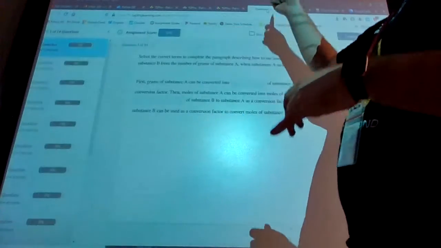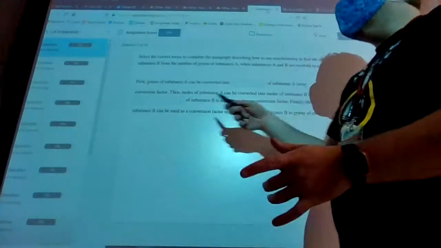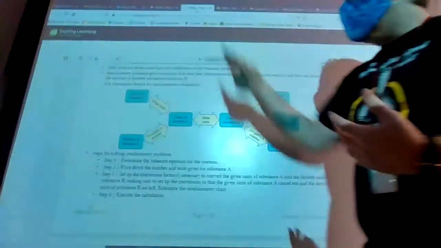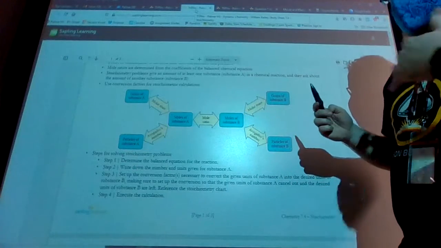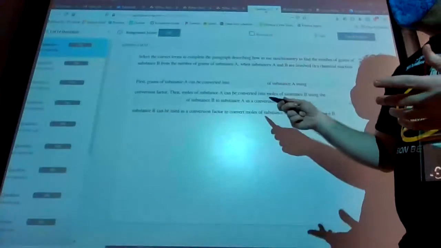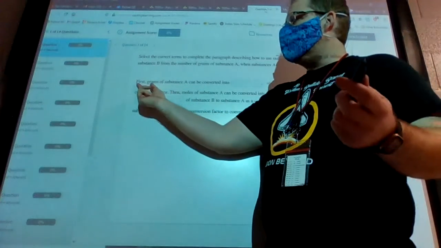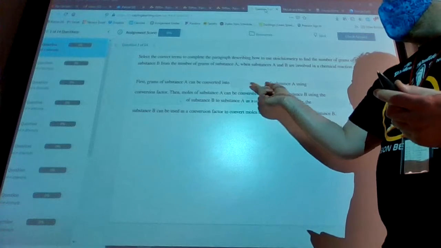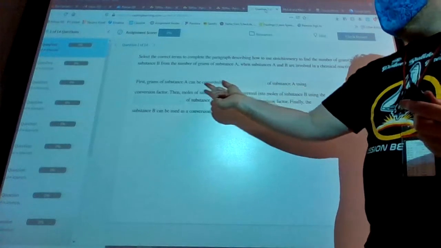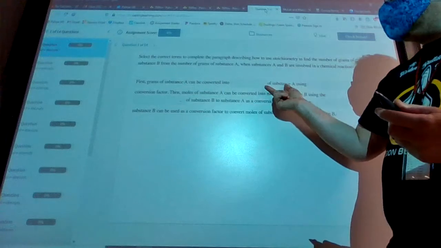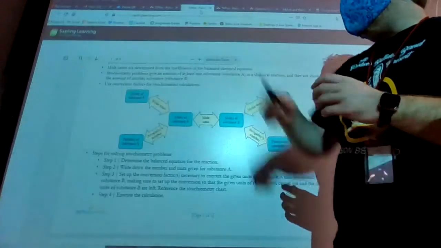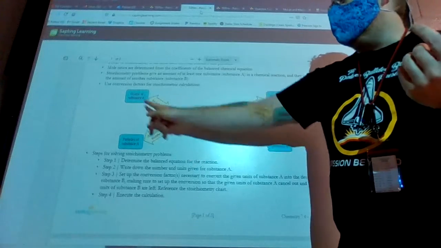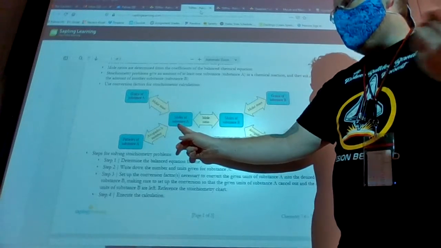So let's take a look at the problems. Number 1 and number 3 on the assignment. You're just going to be using that flow chart to figure out which answers go for the drop-down menu. So like for number 1, it says first, grams of substance A can be converted into what of substance A? If we go back to the chart, grams of substance A can only be converted into moles of substance A. That's the only direction you can go. And so that is your answer.